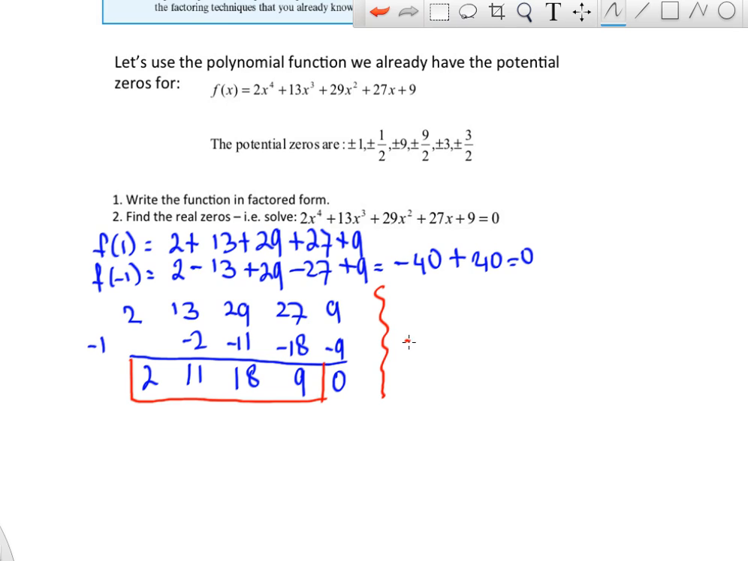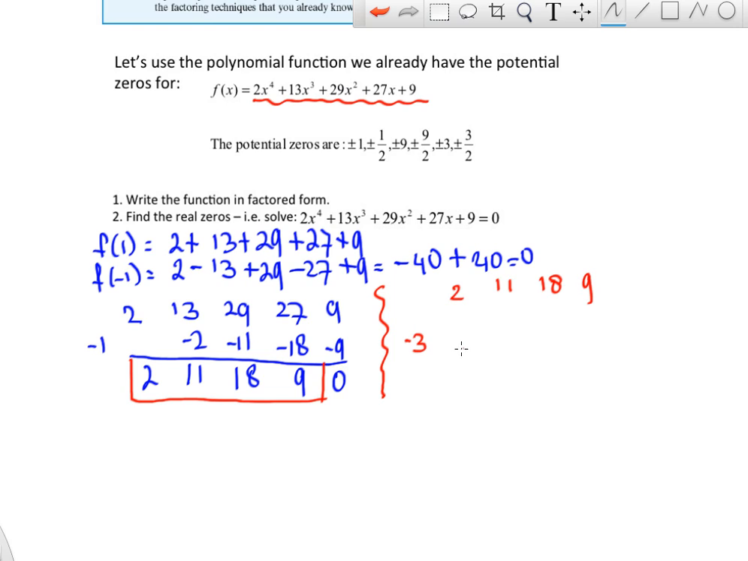pick a negative 3. The reason I'm picking a negative is because I need to have some cancellations, and these are all positive. If I pick a negative 3 here, if it is a 0 for this polynomial, then it should still be a 0 for the one that we just factored down to. Okay? So let's just try it with 2, 11, 18, and 9.